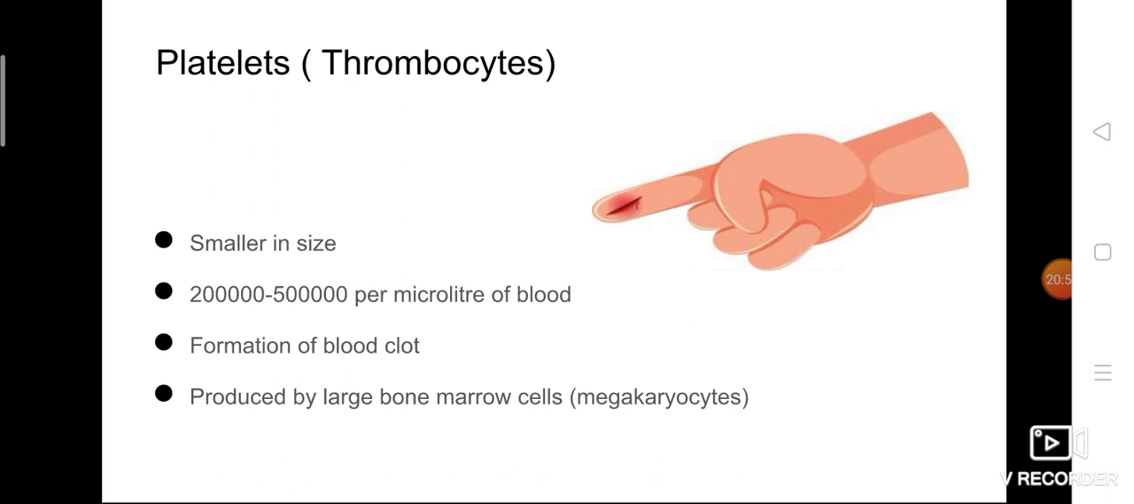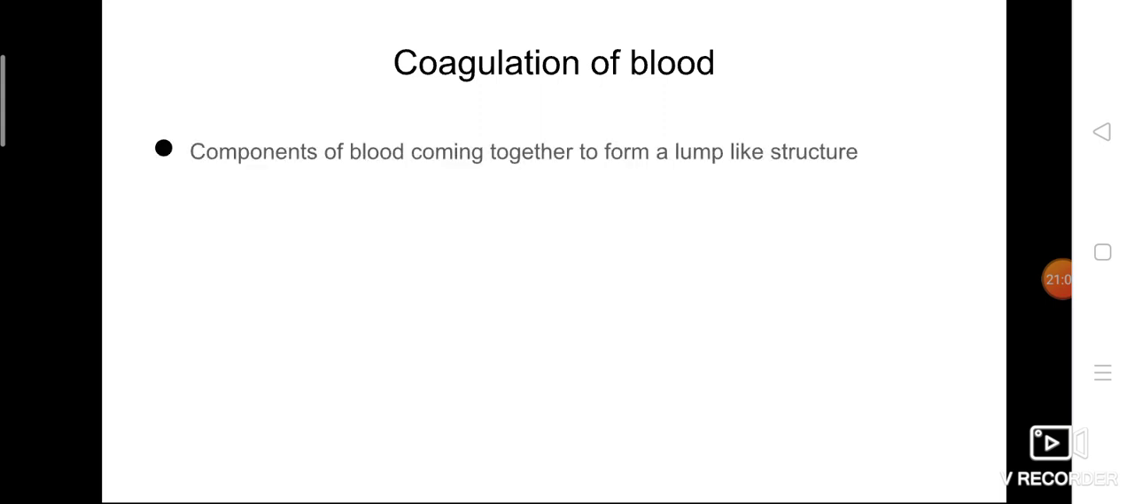Okay, and where are they produced? They are produced by the large bone marrow cells called megakaryocytes. Megakaryocytes. So now we are going to see about the coagulation of blood. Coagulation of blood is nothing but blood clotting. Both are the same.